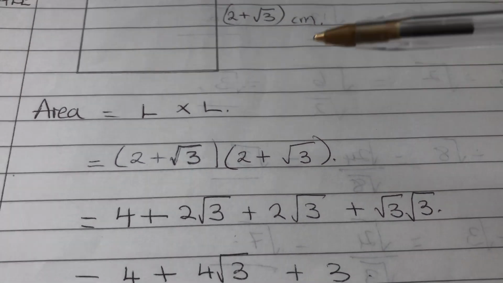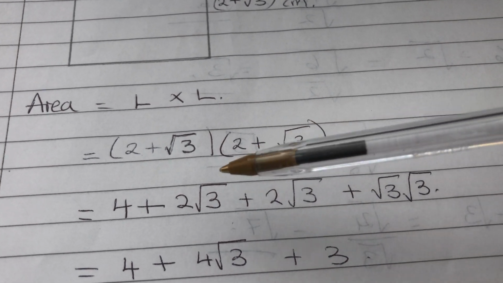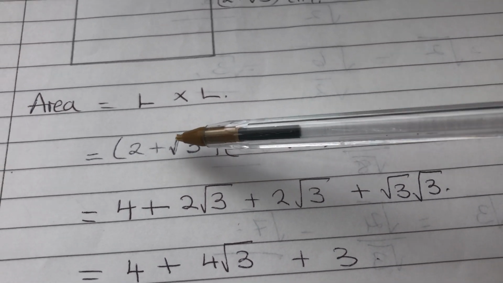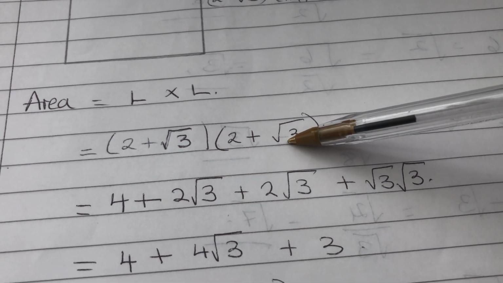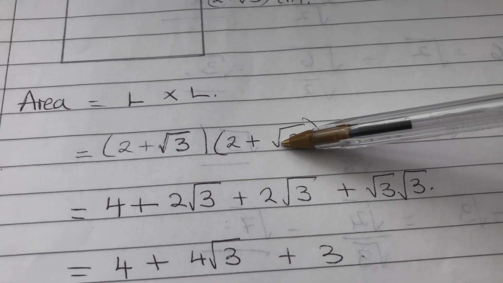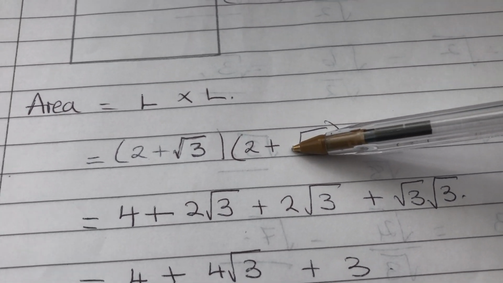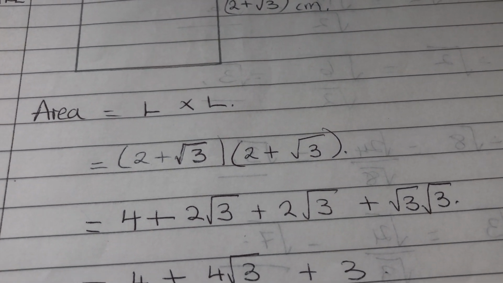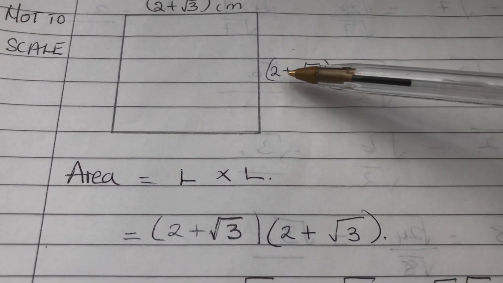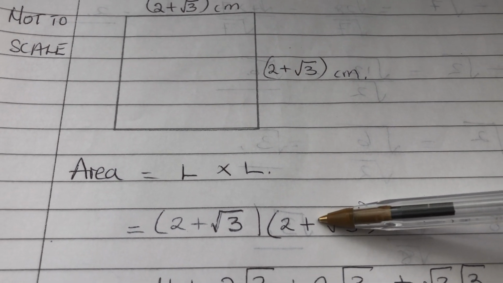Yesterday we did something similar, but it was plus and minus. Today it is length times length, so it's plus and plus. The one that we did yesterday was when we were rationalizing, but here you are finding the area, so you have to go by what you've been given. You can't just guess a minus.